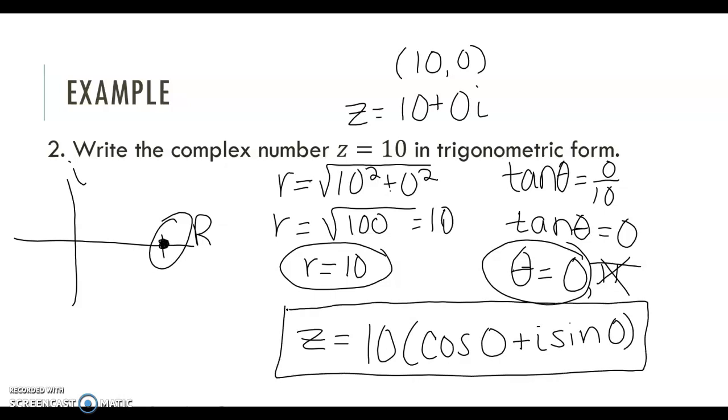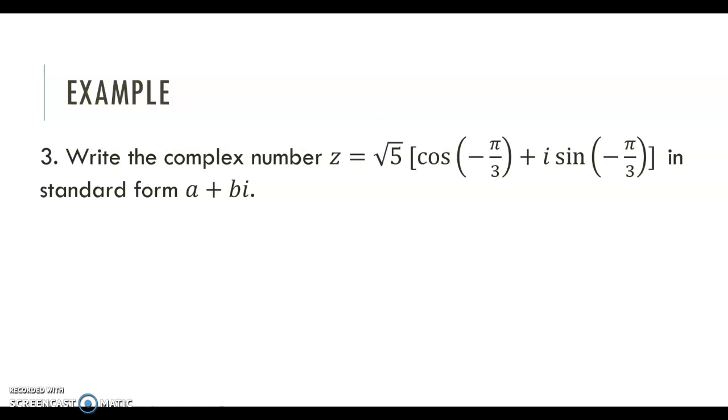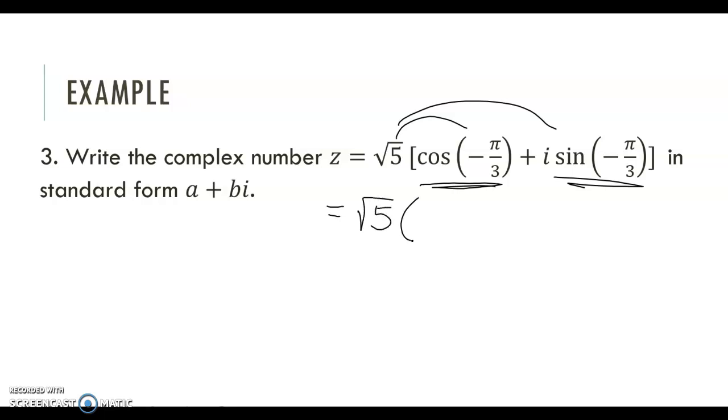Okay, and now let's go backwards. So now they're giving us the complex number in trig form, and we are going to convert this back to standard form. This is actually pretty easy. Basically what we're going to do is evaluate each of these values and then just distribute our r value of square root of 5.